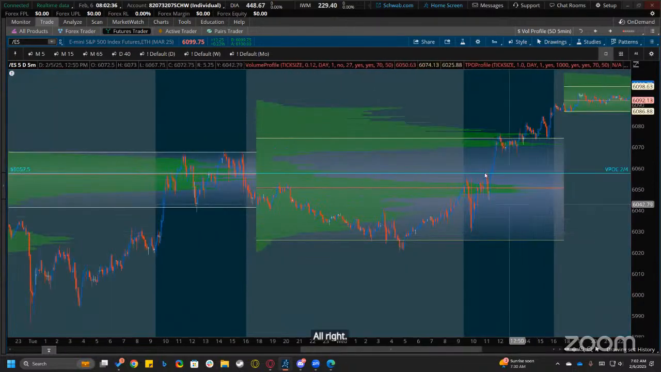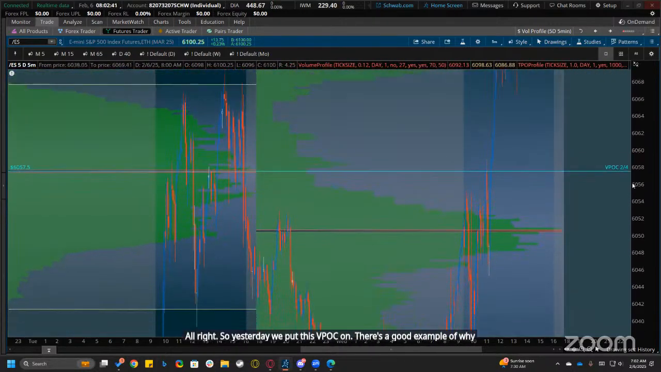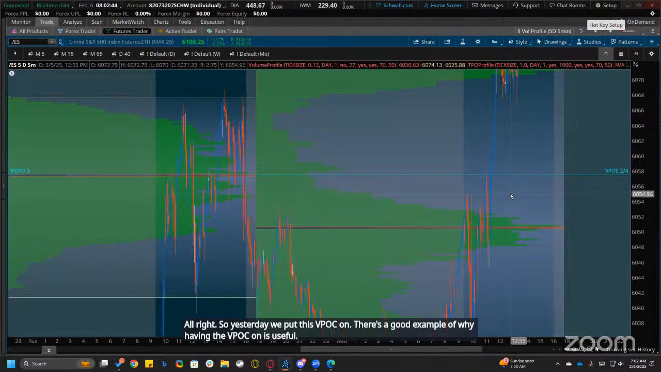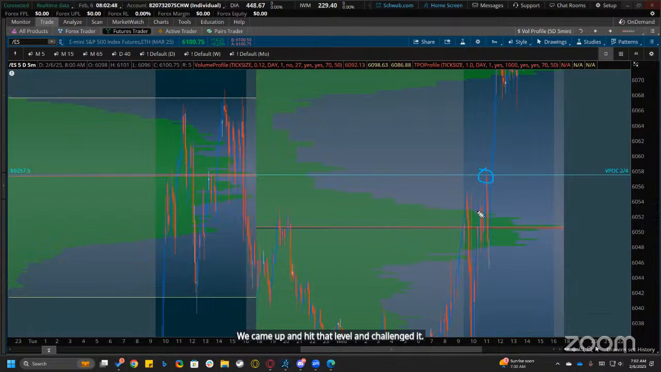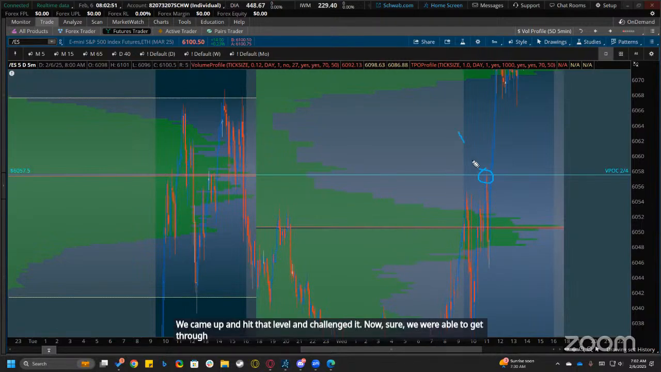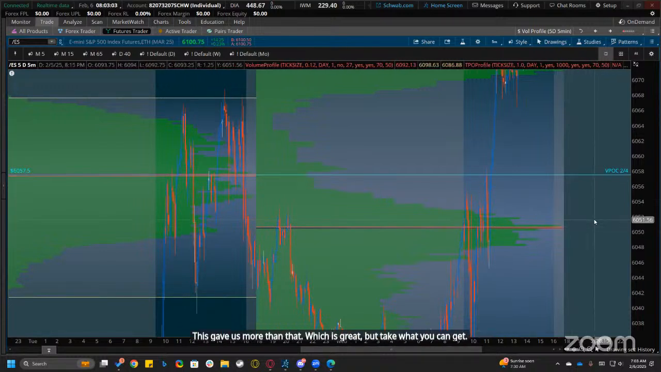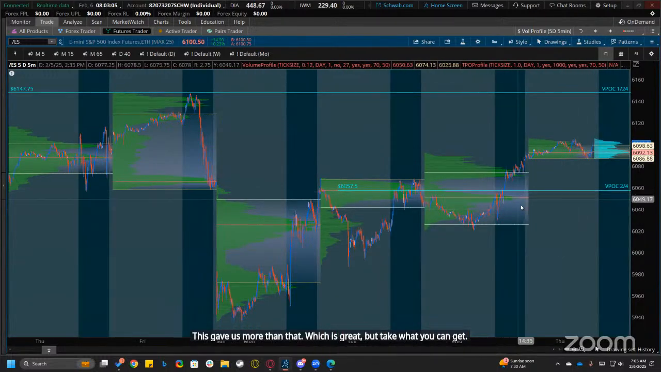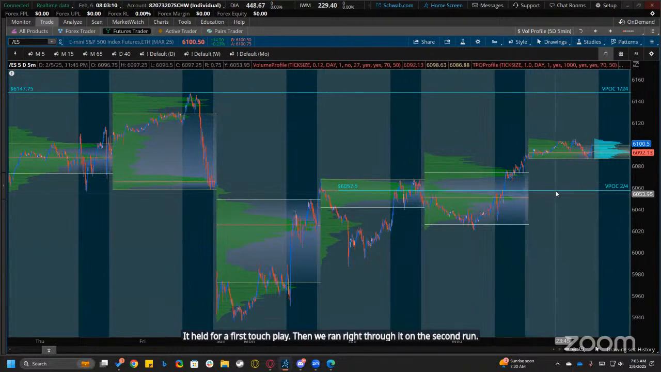All right, so yesterday we put this VPOC on. There's a good example of why having the VPOC on is useful. We came up and hit that level and challenged it. Now, sure, we were able to get through there anyways, but that's what we call the first touch play, right? That you can often get at least a good 3 to 5 points on that rejection. This gave us more than that, which is great, but take what you can get. It held for a first touch play, then we ran right through it on the second run and never looked back.